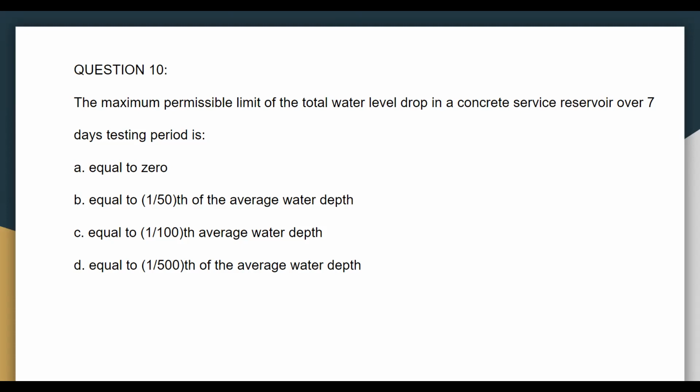And hopefully if you have gone through all the lectures, this is one test that is deciding the limit of total water level drop in a concrete service reservoir. Let's move on to the answer.